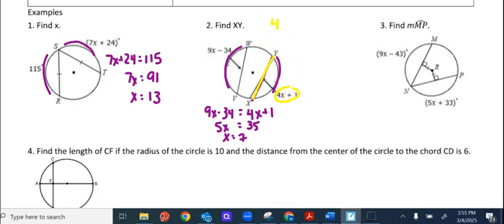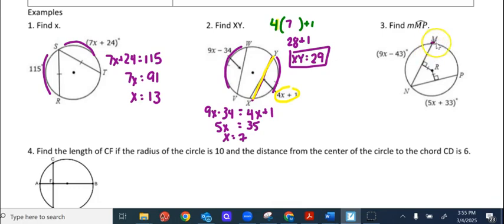That's going to be 4 times, and we're going to insert our x there, which is a 7, plus 1. So that'll be 28 plus 1. So the measure of XY equals 29.